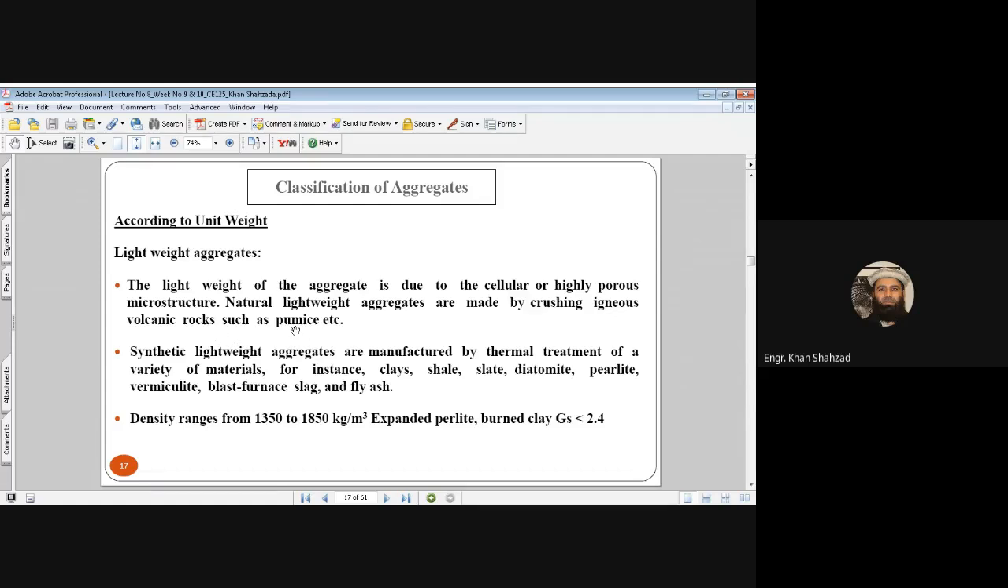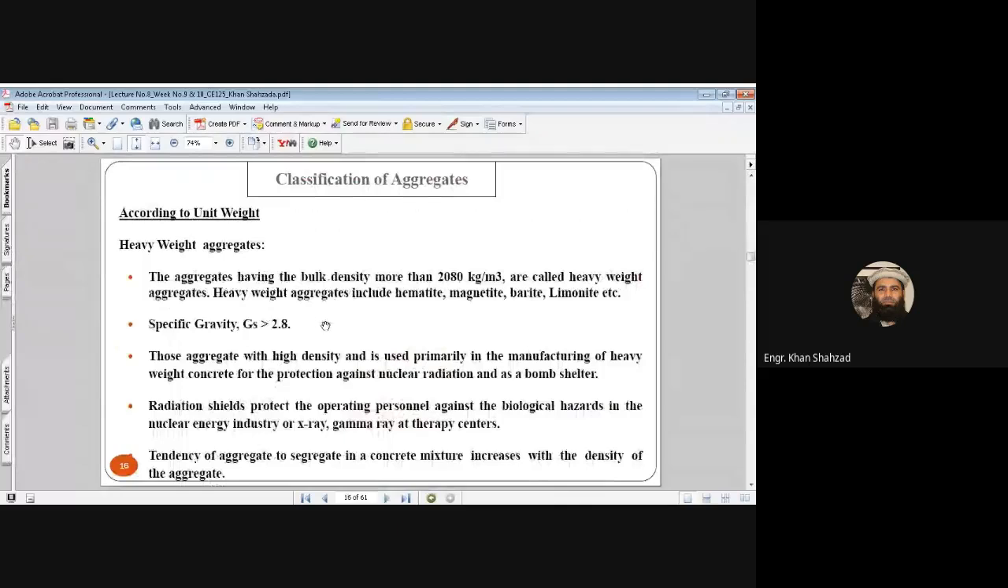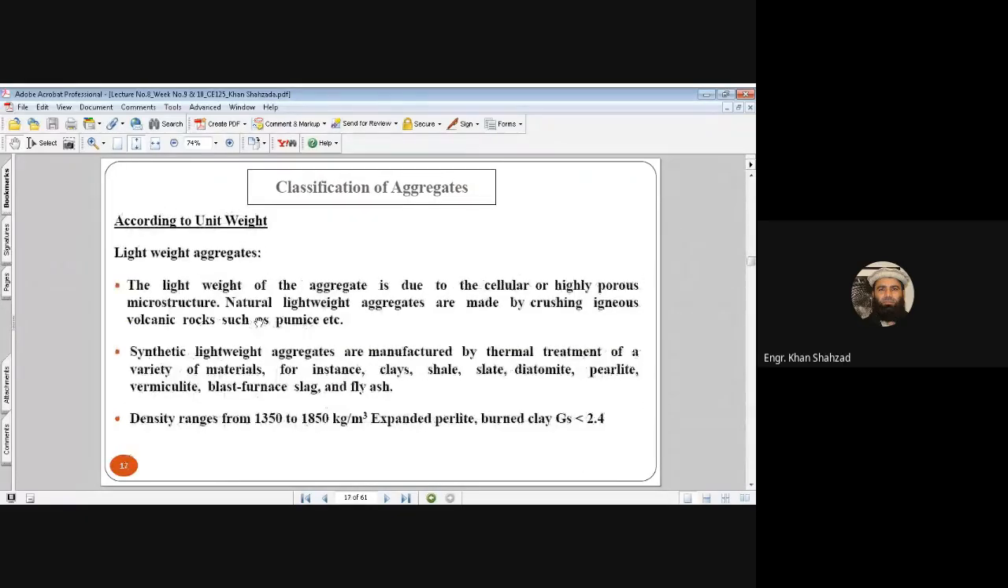As I told you in the last type of rocks, that was igneous rocks, due to the cooling process, tiny holes or small holes and spaces are left in the rock. So due to this process, it makes the rock lightweight. Synthetic lightweight aggregates are manufactured by thermal treatment of a variety of materials, for instance clay, shale, slate, diatomite, perlite, vermiculite, blast furnace slags, and fly ash.